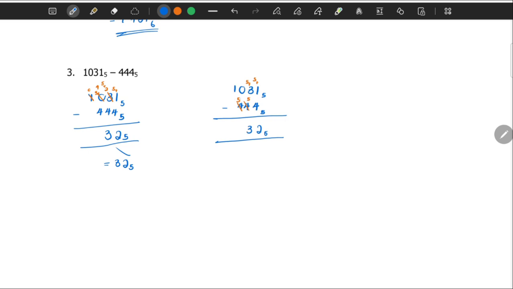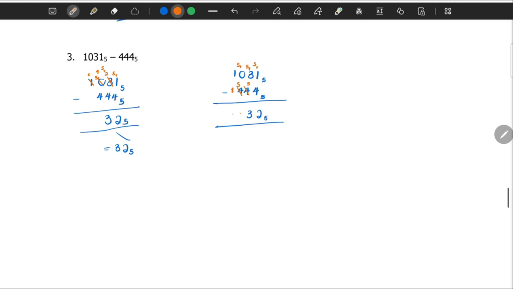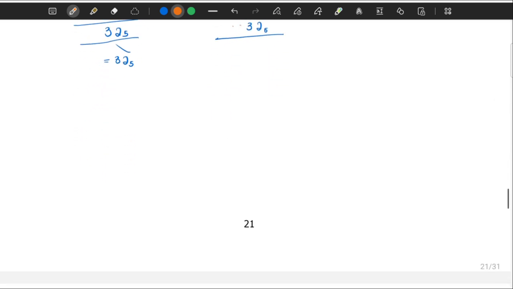and then 0 minus 5, it can't, so you then add 1 here and add a 5 there. 5 minus 5, that's 0, so then that's why it becomes 32 to base 5. And then the next one is on addition.